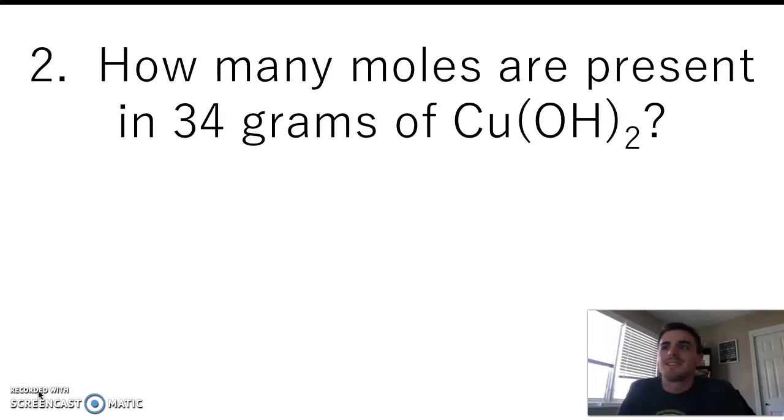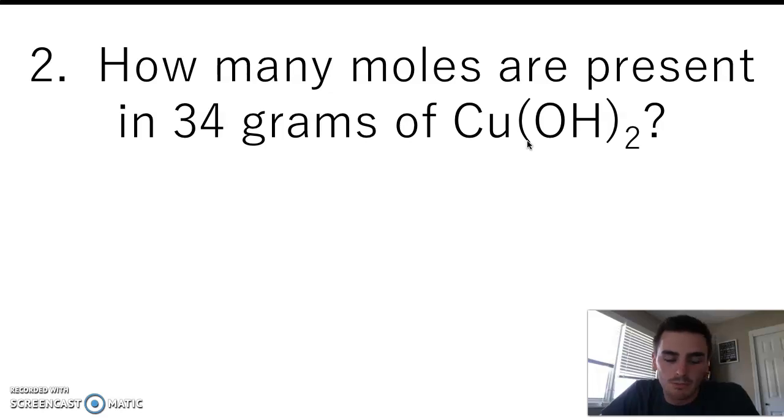Number 2 specifically says how many moles are present in 34 grams of CuOH2. If we needed to, we'd have to go backwards and get the charge of this transition metal. This is called copper 2 hydroxide, but not anything super important here.